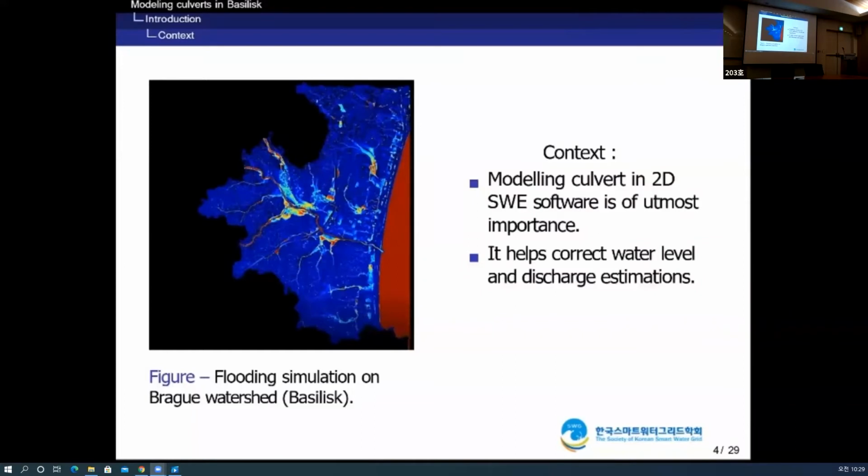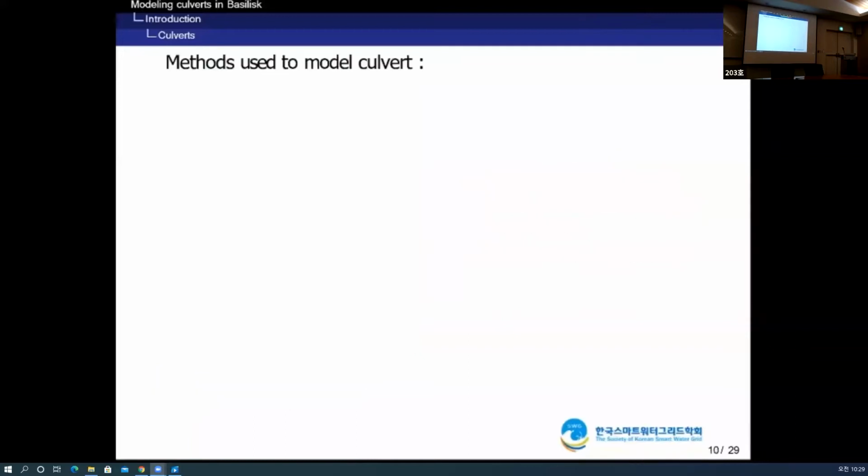As you can see on the left, this is a flow simulation, with a region next to it, and it's an issue that you can find. So, for the methods currently used to model culverts in most software, there are 3 methods.